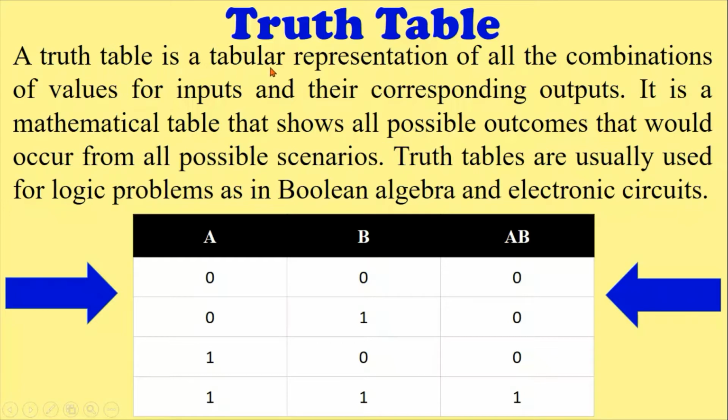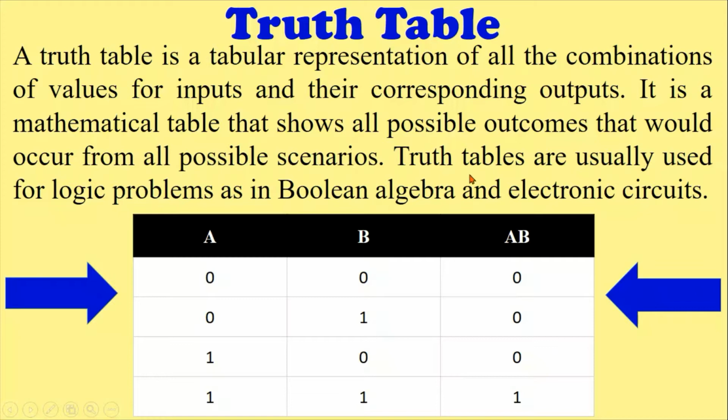First of all, the introduction of truth table. A truth table is a tabular representation of all the combinations of values for inputs and their corresponding outputs. It is a mathematical table that shows all possible outcomes that would occur from all possible scenarios. Means all possible combinations of the given variables, whether the variables are 2, 3 or 4. As I have mentioned, today we are going to discuss the three variables truth table.